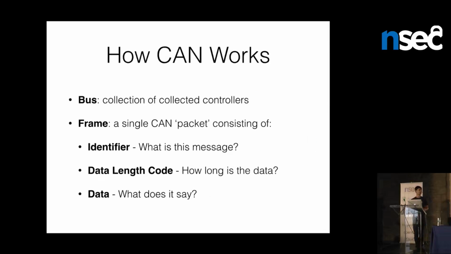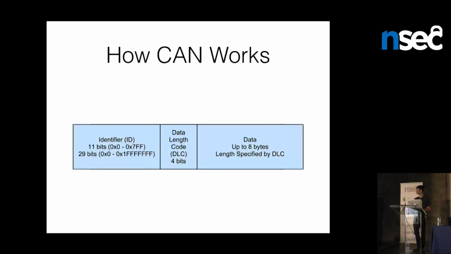So we'll just talk about the protocol itself so we can understand this stuff. Basically, you have a bus, and this is just a bunch of controllers that are connected together. Usually it's high speed, which would mean differential, twisted pair, and just whatever wire they had lying around in a wiring harness. Then on that bus, you'll have frames. These are the lowest level packet of CAN, and they consist of three main things. An identifier, which says what this message is. A data length code, which says how many bytes of data are in it, 0 to 8. And then data, which is your 0 to 8 bytes. It's pretty simple. It looks like that.